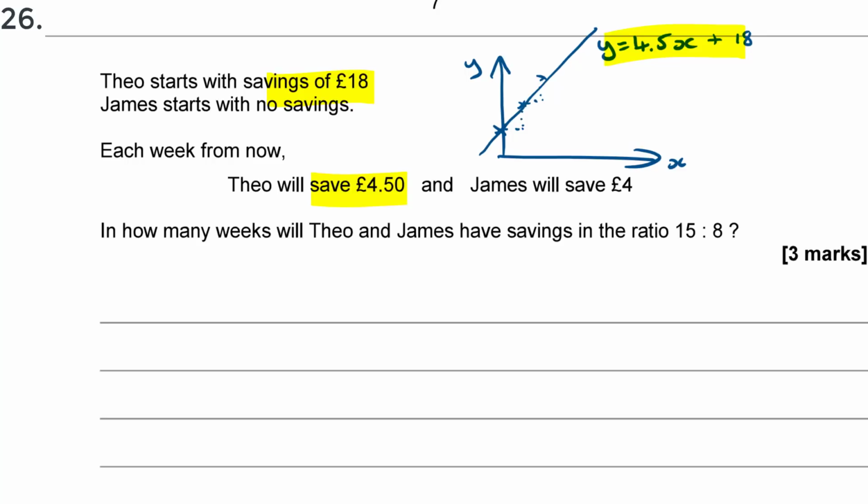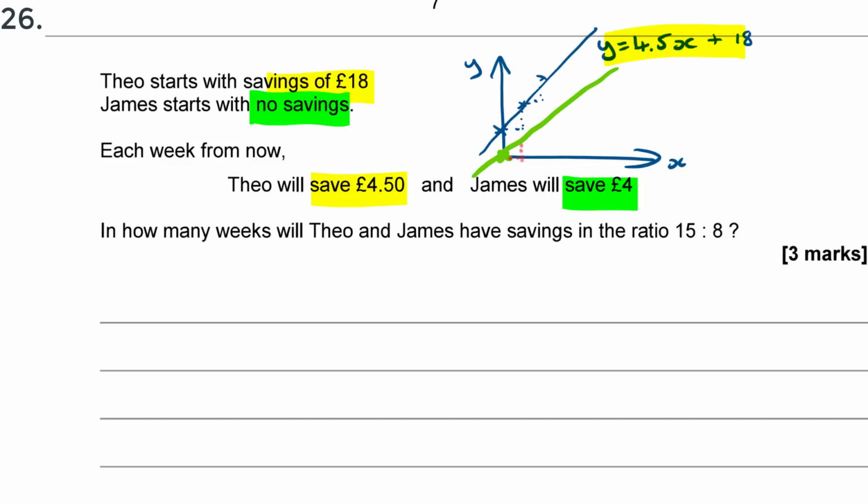Now, James starts with no savings, and he saves £4 each go. So he's going to start on 0 then, isn't he? And then he's going up by 4 each time. So kind of 1 along, 4 up. So slightly less steep than the graph we've just drawn, isn't it? It's going to have a slightly less steep gradient.